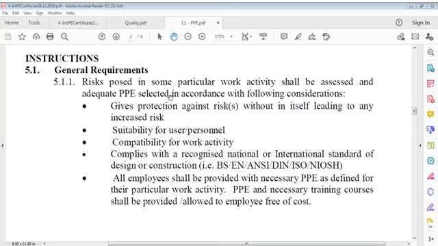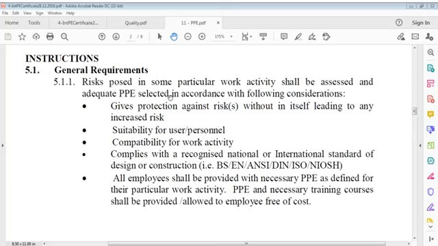Risks posed in some particular work activity shall be assessed. We have to estimate it, we have to assess it, and the adequate PPE selected in accordance with considerations. What are those considerations? It gives protection against risk without in itself leading to any increased risk. We have to give protection against whatever risk is available, and we should not give protection in such a way that it leads to another risk. It should be the right one.